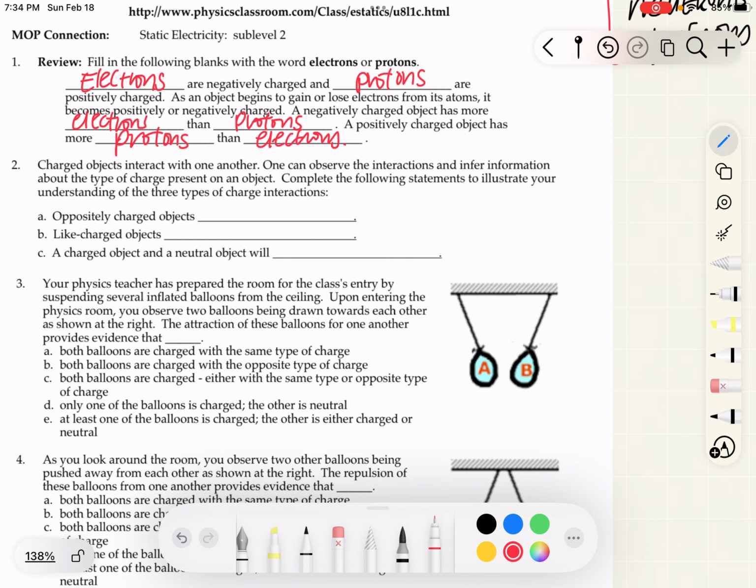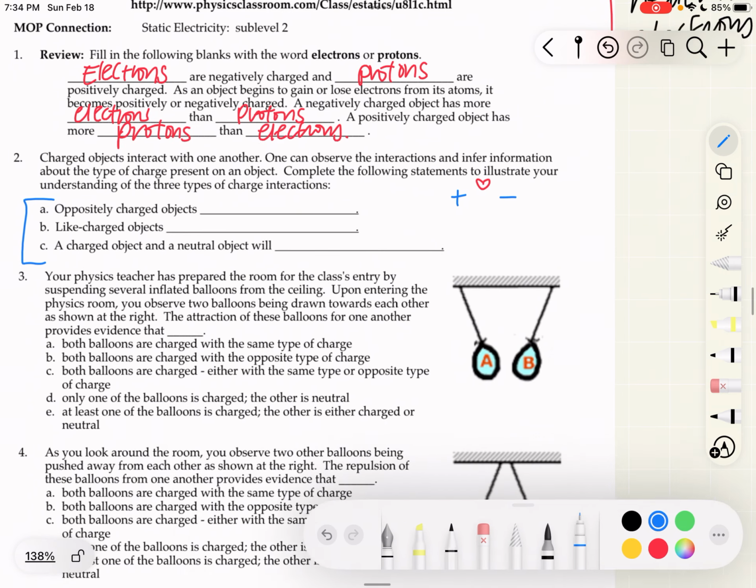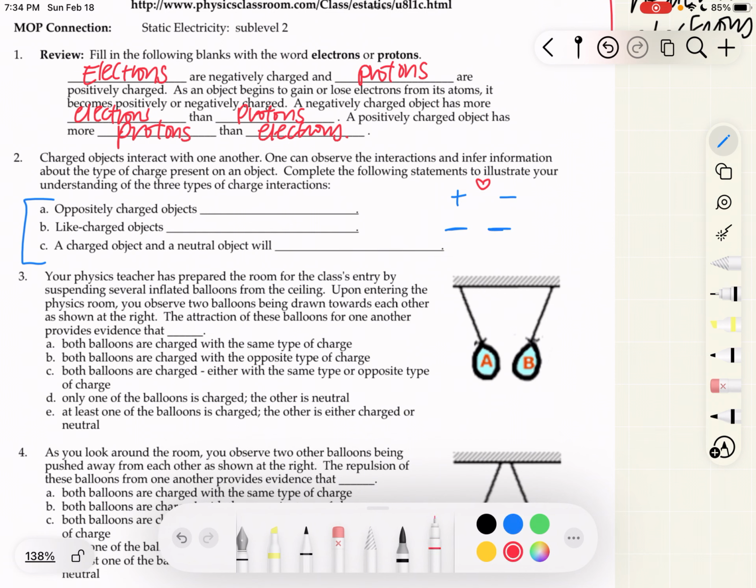Okay. Charged objects interact with one another. You don't even have to read all that. Literally, oppositely charged objects. So, we know that opposites attract, right? So, put a little heart in there. And we know that we should never date our family members. So, like charged objects will always repel. Oppositely charged objects will attract because opposites attract.